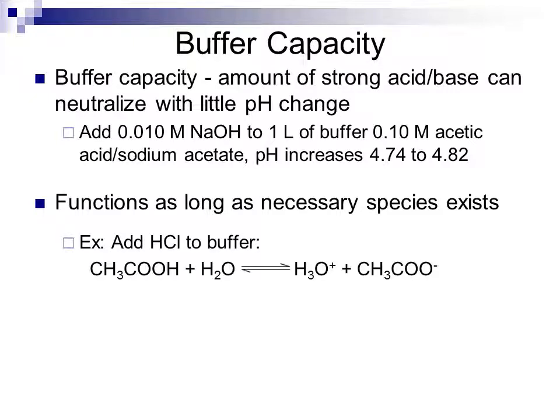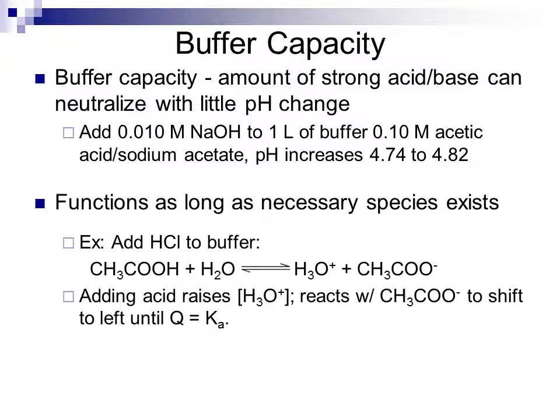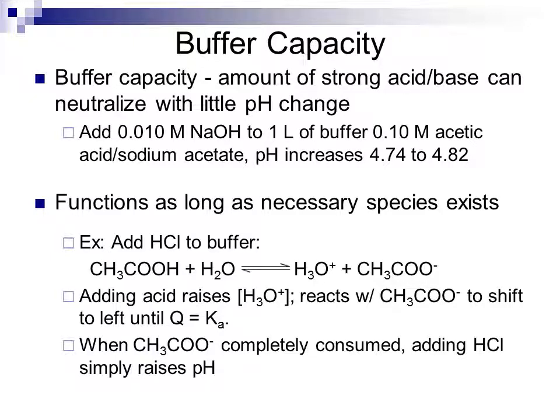If I add HCl to the buffer, I'm going to increase H3O+. That H3O+ is going to shift to the left to produce acetic acid. But if I don't have any more acetate, I cannot make that shift. My equilibrium breaks down. Because adding acid raises H3O+, that's going to shift Q to the right, and it needs to move to the left until it reaches Ka again. When I completely consume the acetate, adding the HCl will raise pH much faster.